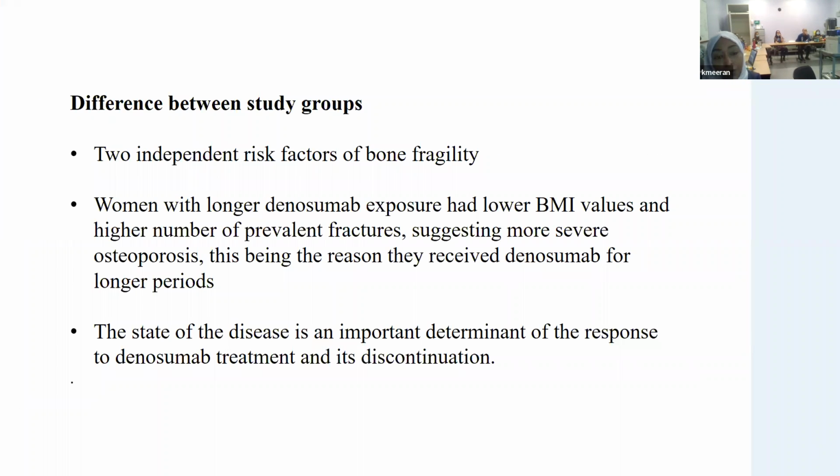Then, when discussing their patients, they found two independent risk factors of bone fragility between the two studied groups. They found that the women with a longer denosumab exposure had lower BMI values and a higher number of prevalent fractures. This suggested that they had a more severe osteoporosis to start with, and that's why they received a longer duration of denosumab. So then they were talking about how the state of the disease is an important determinant of the response to denosumab treatment and its discontinuation.